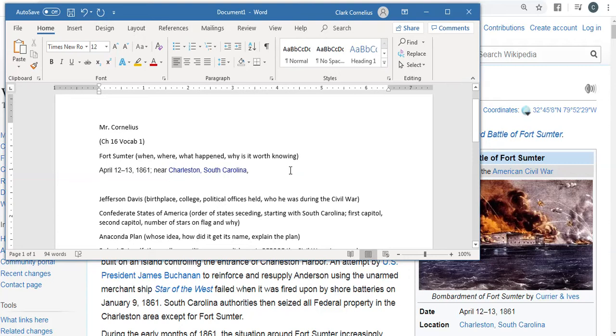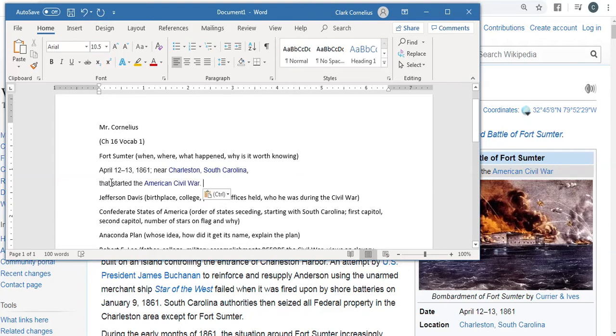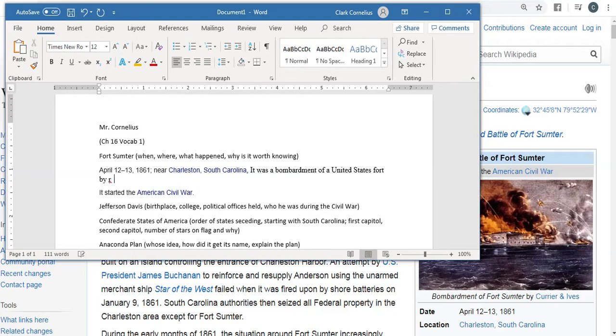All right. Why is it worth knowing? Well, put it right here. It started the Civil War. Okay. What exactly happened? It was a bombardment. Bombardment of a United States fort by the Confederate.